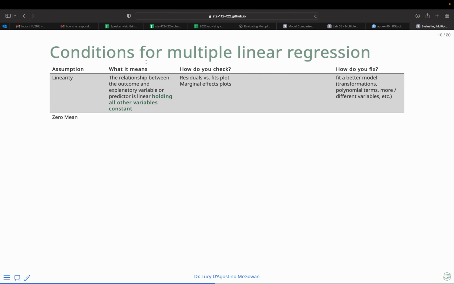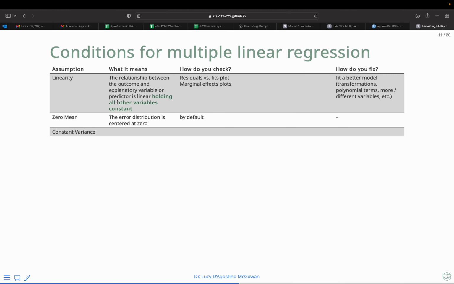Okay, so that's linearity. We test it using residuals versus fits. If there are violations, we might look at some marginal effects plots to try to decide where the violations are coming from. The way we would fix it is by either transforming y, or adding polynomial terms or different variables to our model.